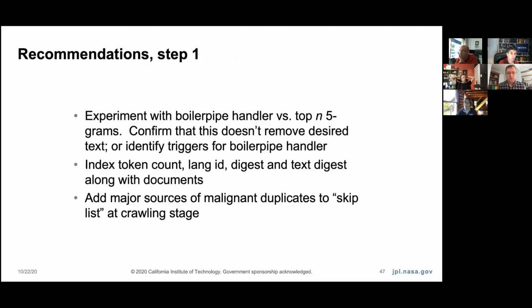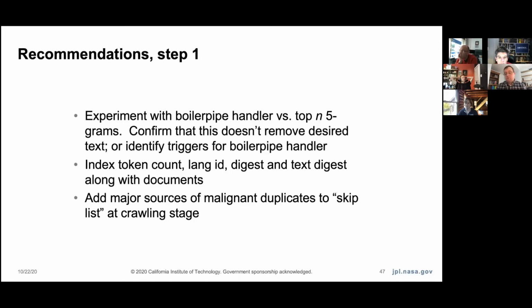All right, so step 1 recommendations for the system: experiment with the boilerpipe handler versus the top 10,000 n-grams, and find pages based on that list of common n-grams. We know which pages have a lot of boilerplate, so you can run boilerpipe against those, make sure it's removing them, but then you also want to make sure that you're not removing desired text. And again, because we have those common 5-grams, we can use that in an evaluation.